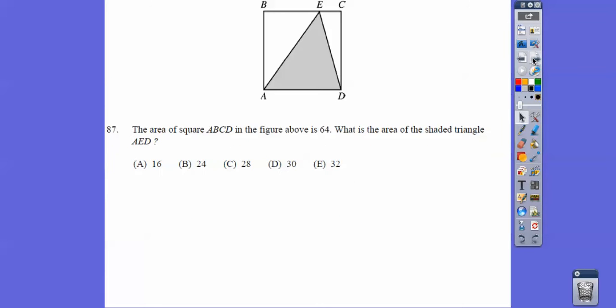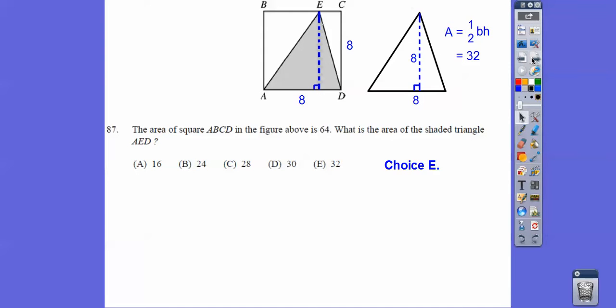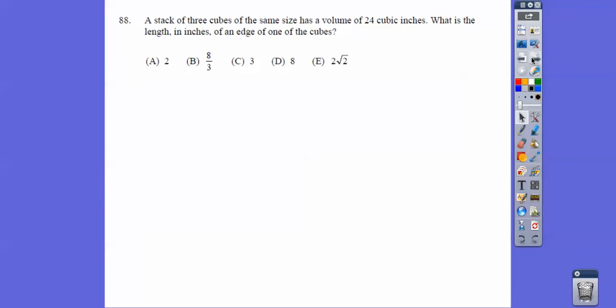All right, so the area of the square is 64. So if the area of the square is 64, then the sides have to be 8 times 8, because it's a square. So if this is 8, then this height right here is 8. And so a triangle is 1/2 base times height. So 1/2 times 8 times 8 is 32. Okay, so choice E.